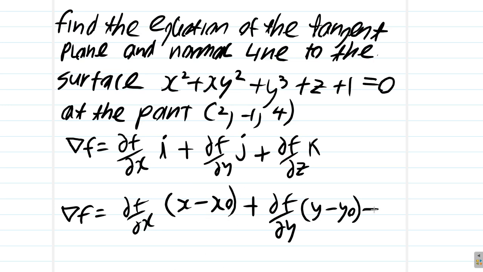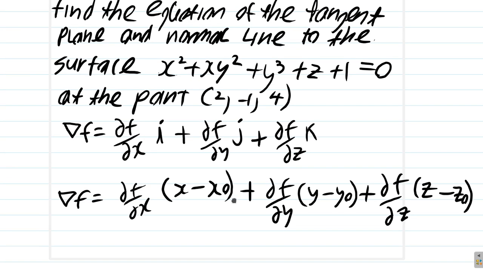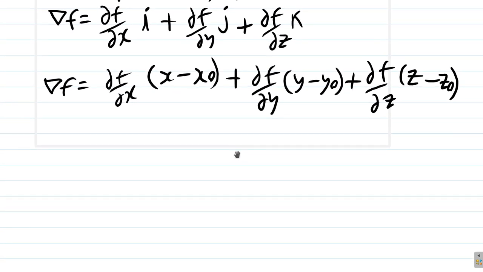And then plus the partial of the function with respect to z, the rate at which the function changes as z changes, times the change in z, which is the z that you have now, minus z naught, which is 4. So you see that? So there you would use that to calculate the equation of a tangent plane. Alright?